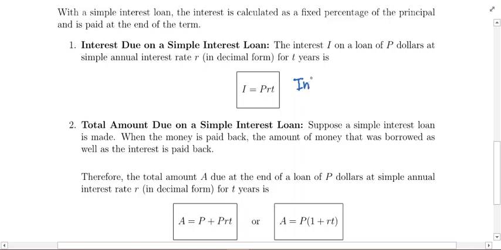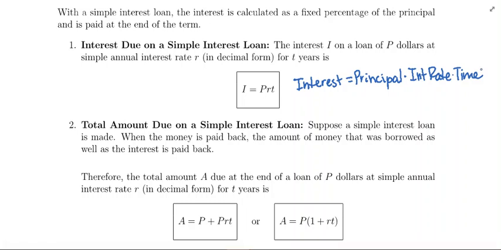To translate this, your interest would be the principal times the interest rate times the time. Like we've already talked about, the interest rate has to be put in as a decimal, and time has to go in as years. So if you do principal, which is the amount of money you borrowed, times interest rate as a decimal times time in years, that's going to tell you how much interest you have to pay back on your loan.